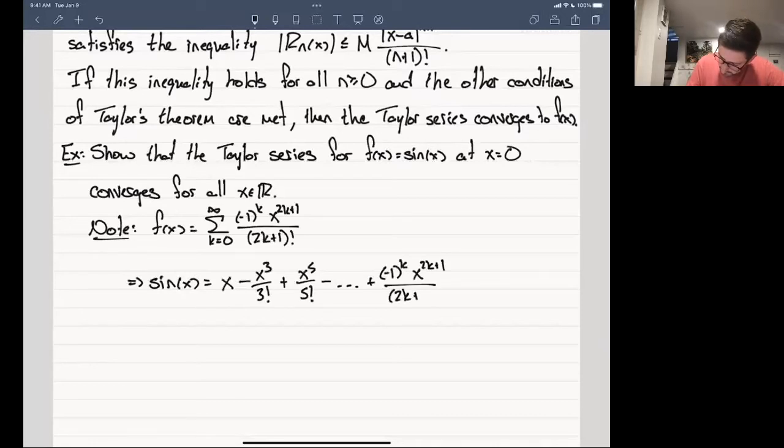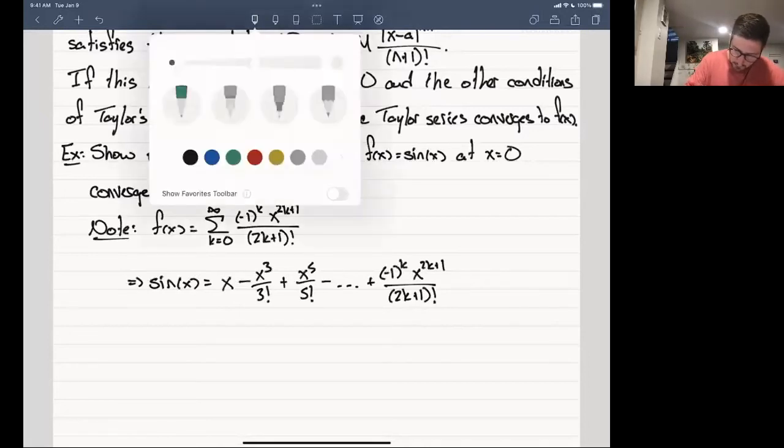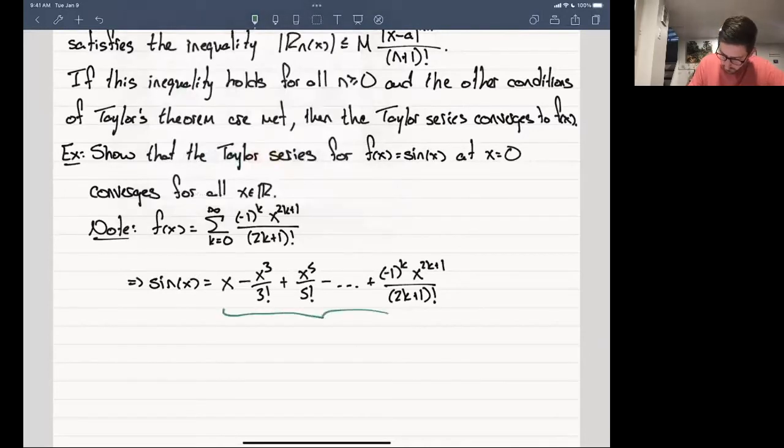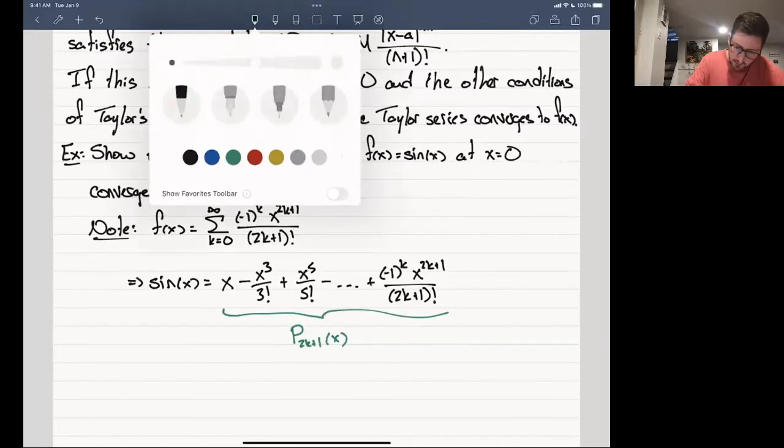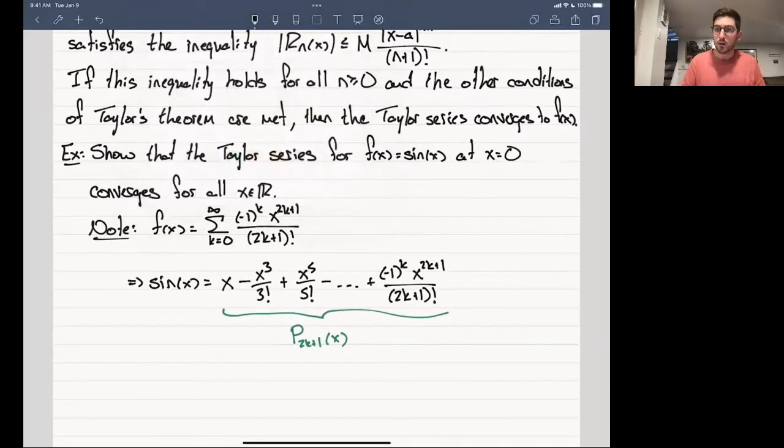So this is the Taylor polynomial of order 2k plus 1. So this is p 2k plus 1 of x, just like we saw with the cosine function last time. Every second Taylor polynomial is exactly the same. So what I did is I just looked at the odd ones because these are the ones that really matter.